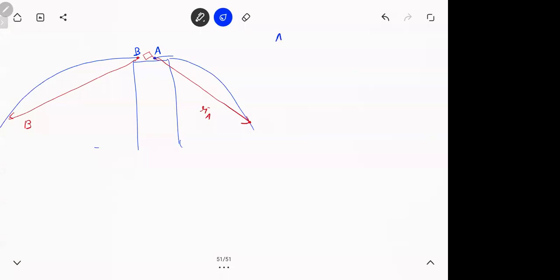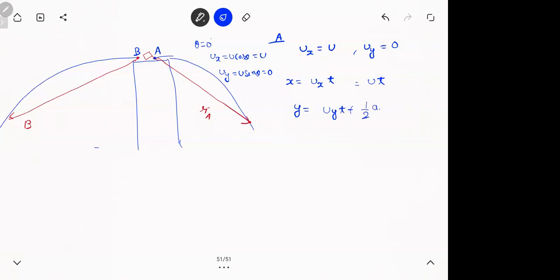So first let's find for A. For A, what is ux? u. What is uy? 0, because you're throwing horizontally. What is the x coordinate? ux into t. Basically theta is 0 for this one. The ux is u cos theta, which is u only. uy is u sin theta, which is 0. So this is ut. What is the y coordinate? uy t plus half ay t square. This is sy actually. 0. ay is g, so half g t square. That's it, over. So what is the position vector of A? x_A i cap plus y_A j cap.